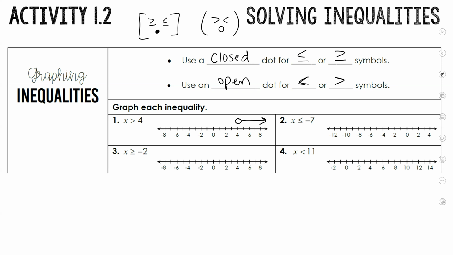Okay, the next example, x is less than or equal to -7. So I'm going to go to -7 and put what kind of circle? Closed. And this is less than or equal to. So we're going to go to the left. These numbers are less than or equal to -7. I'm going to let you guys do number 3 and number 4.